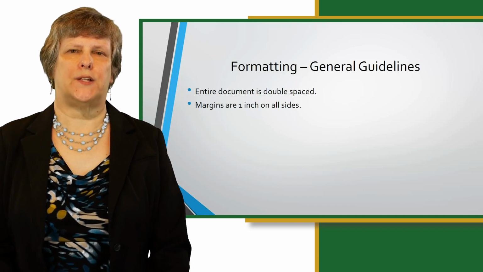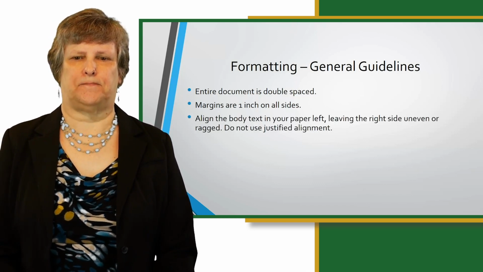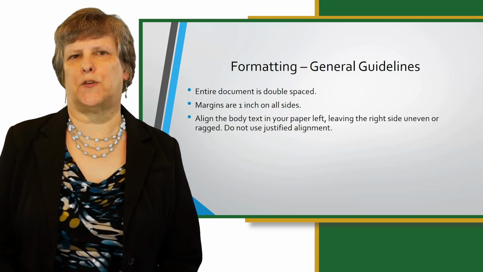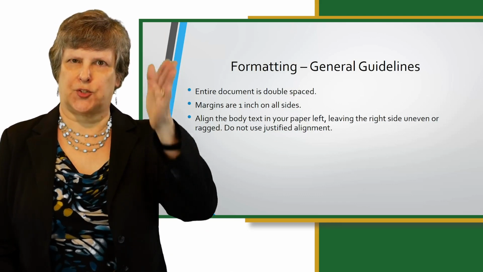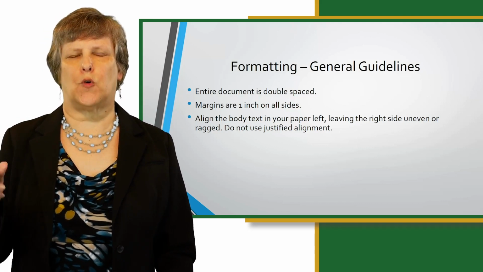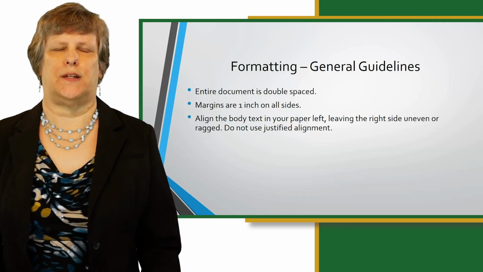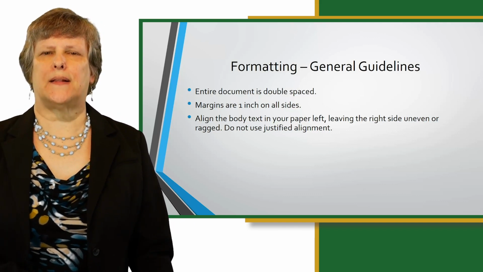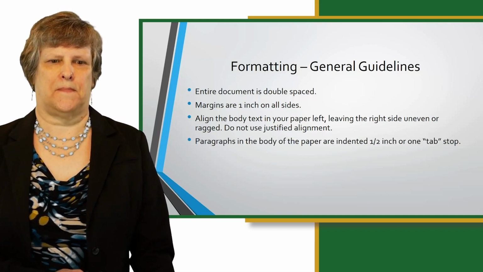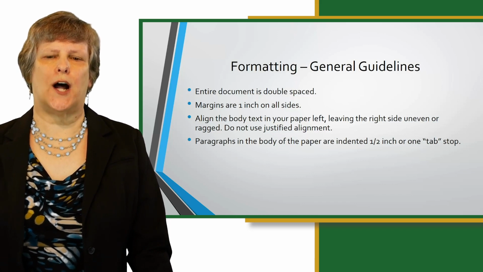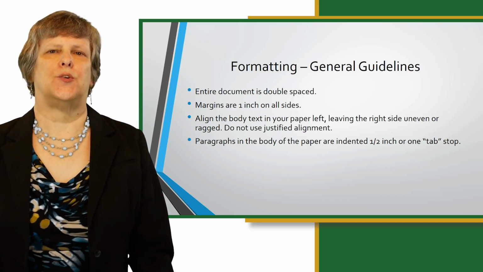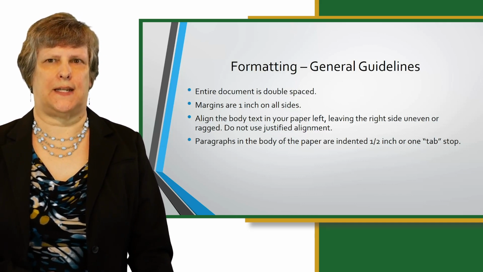All of your margins are 1 inch all the way around, top, bottom, left, and right. You want to leave your left margin justified. That means the left side of your paper, the words go down in a straight line, except for paragraphs that are indented. The right side is ragged. Don't force it so that on the right side of the paper it's straight. Just let the words automatically go to the next line, leave the right side uneven. Do not use right justified. The paragraphs are indented 1/2 inch, or on most computers, just hit the tab button one time and you have your 1/2 inch paragraph indent.